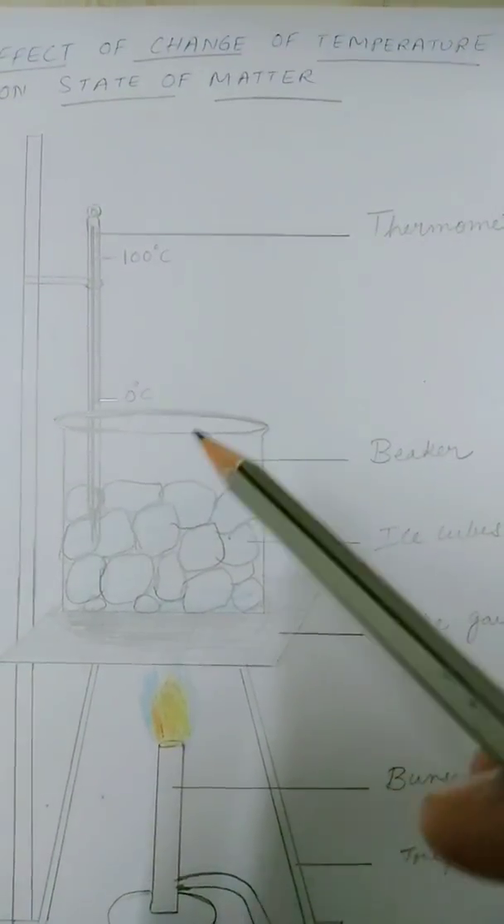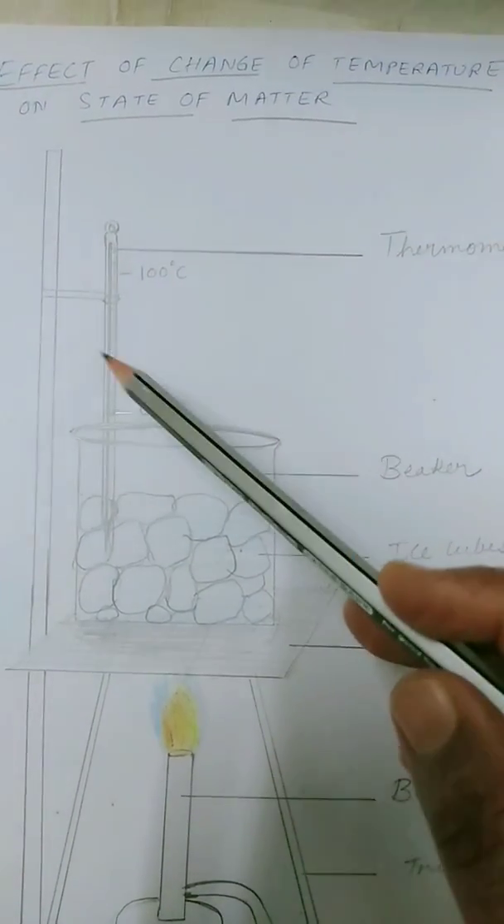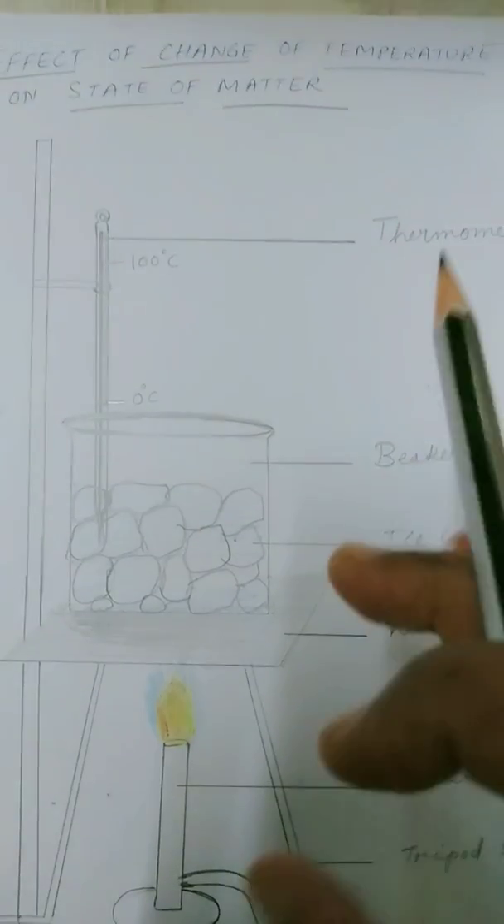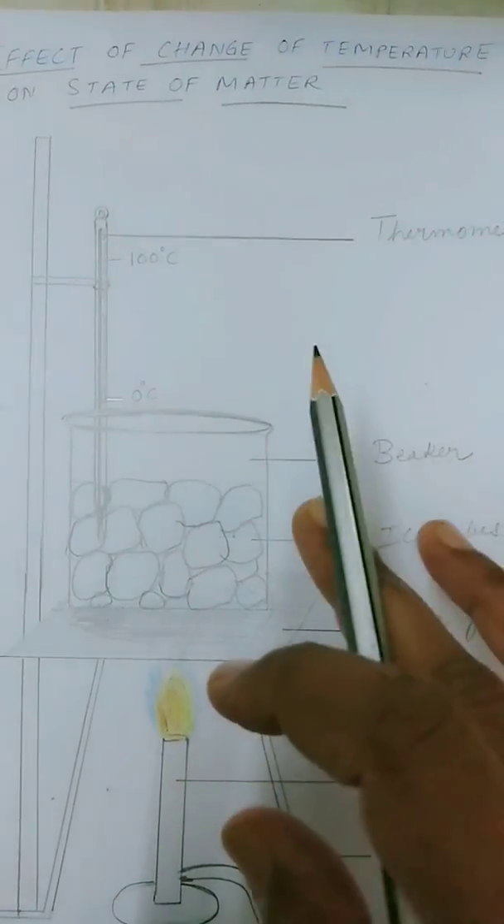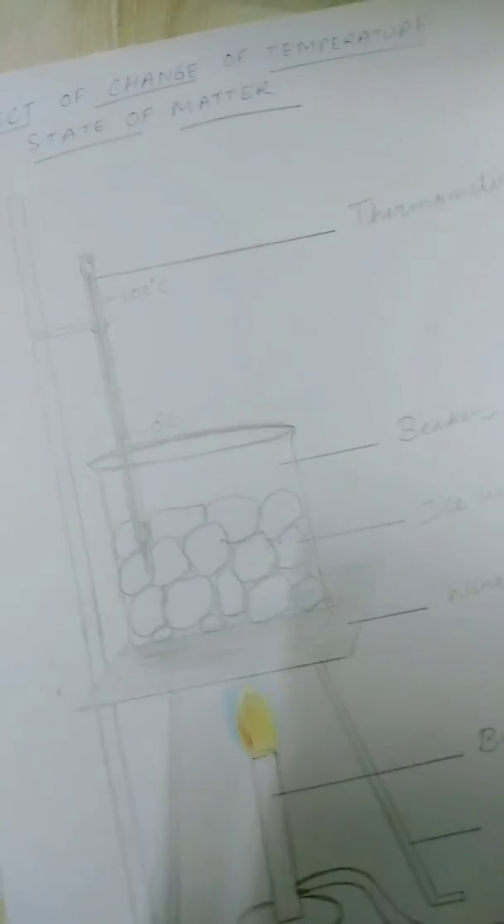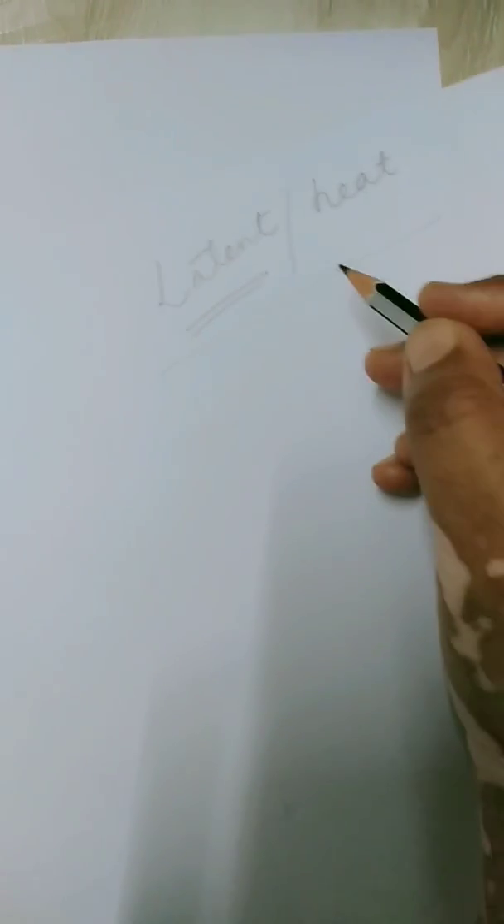This heat energy, which is not shown up by the thermometer or which is hidden in the substance, is called the latent heat of fusion. Latent heat literally means hidden heat. And this is happening at the melting point of a substance in our experiment. So it is called the latent heat of fusion.